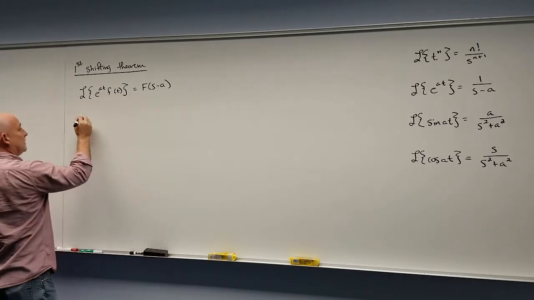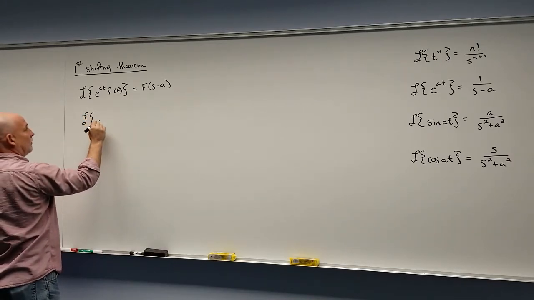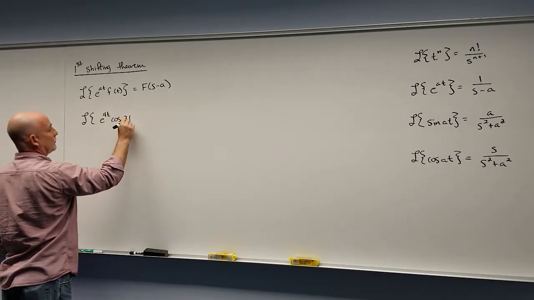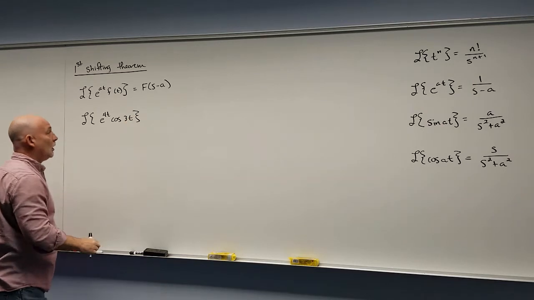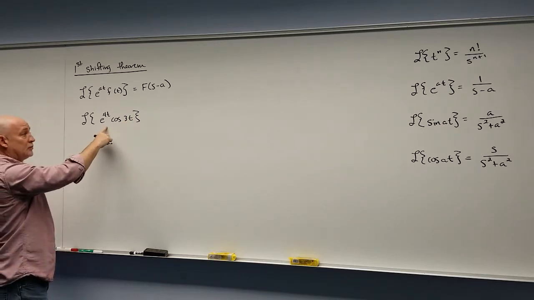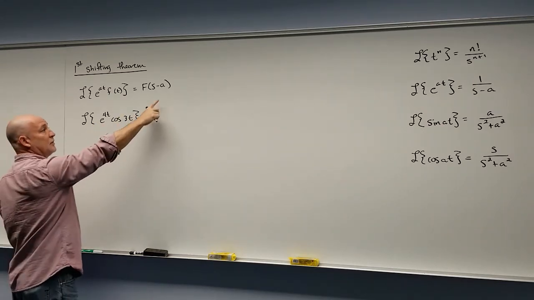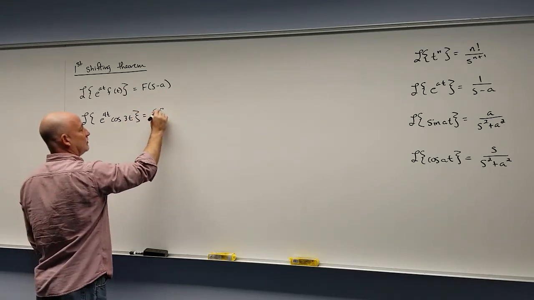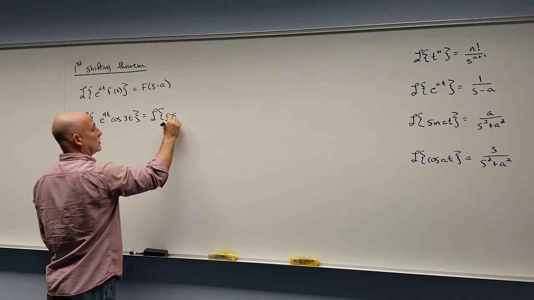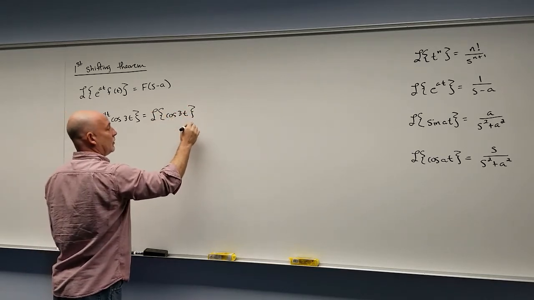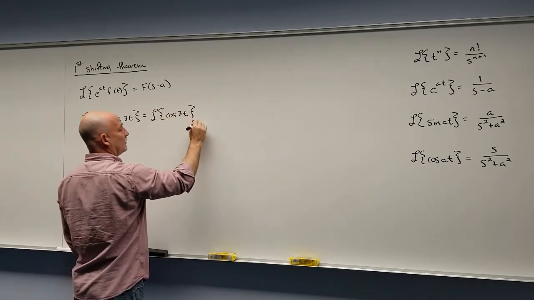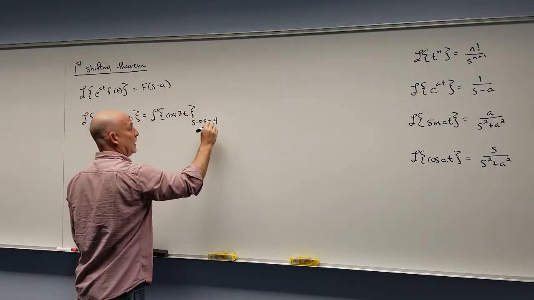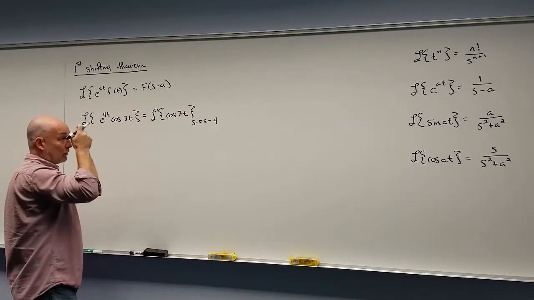So let's say I asked, what's the Laplace transform of e to the 4t cosine 3t? Well, since we're multiplying by an exponential in the t world, we know all that's going to be is a shift in the s world. So this is going to be a Laplace transform of just cosine 3t, but over here in the s world, we're going to replace s with s minus a. So in this case, we're going to replace s with s minus 4.